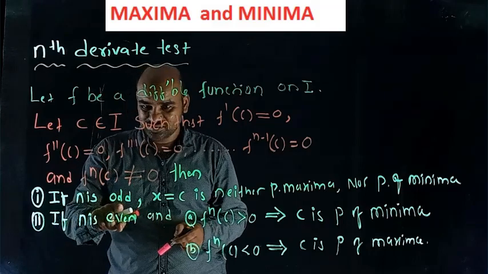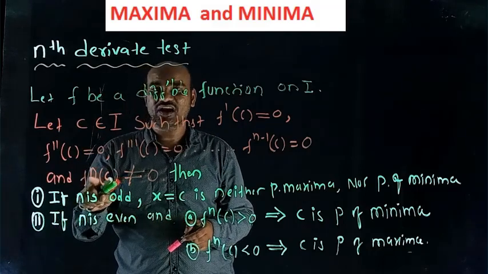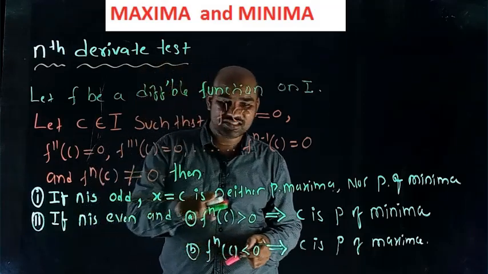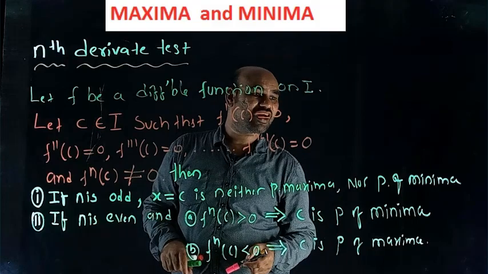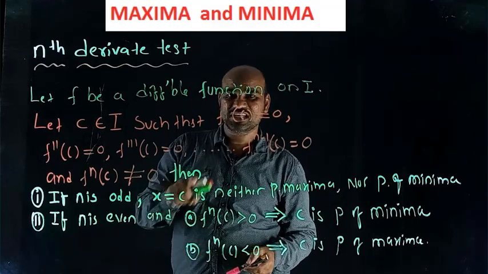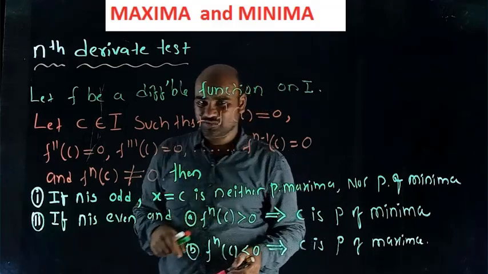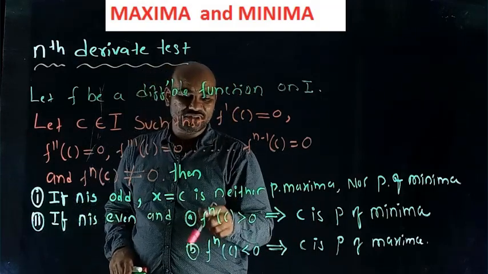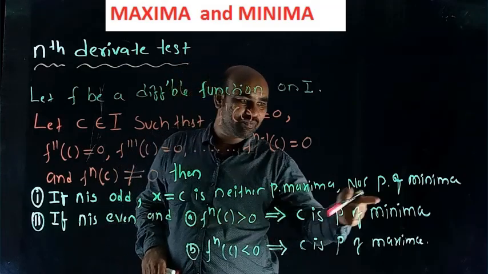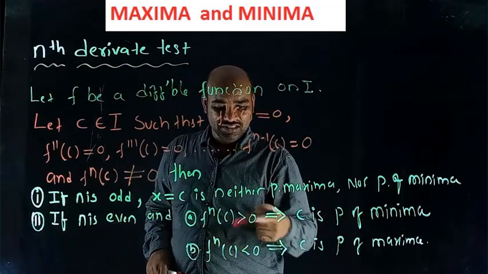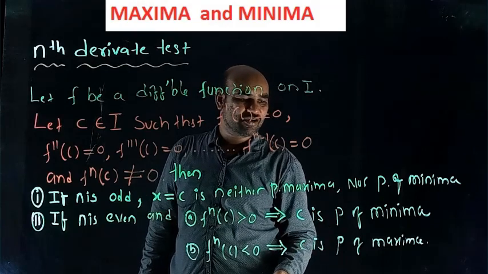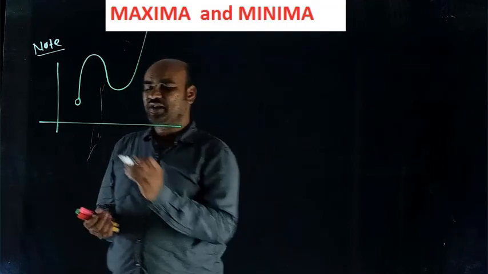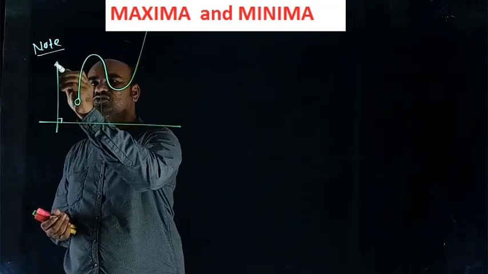If n is odd, just like the third order derivative of c equal to some non-zero number, then x equal to c is neither a point of maxima nor a point of minima. If n is even, here two cases arise. If the nth derivative of c is greater than 0, then c is said to be the point of minima. If the nth derivative of c is less than 0, then c is treated as a point of maxima. Okay students, nth derivative test explained, but one important note.